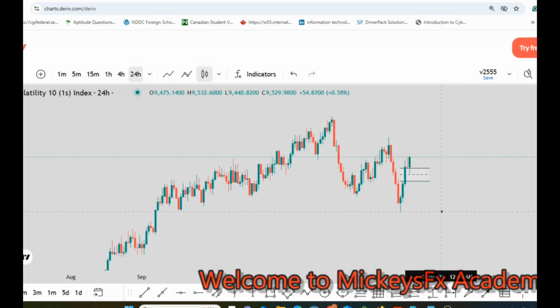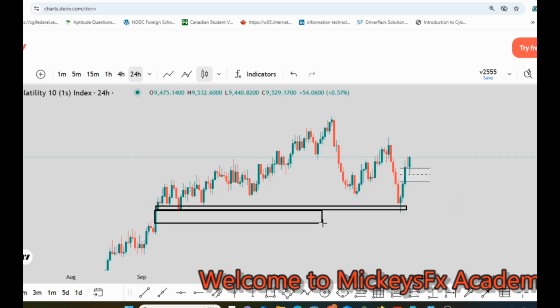If you look at the market very well, you see that in this area we have a fair value gap. If you look at it very well, this is a fair value gap, and as you can see, price traded into the fair value gap. We have two fair value gaps: this large one and the smaller one above it. So price used both fair value gaps to trigger the expansion we are seeing now.